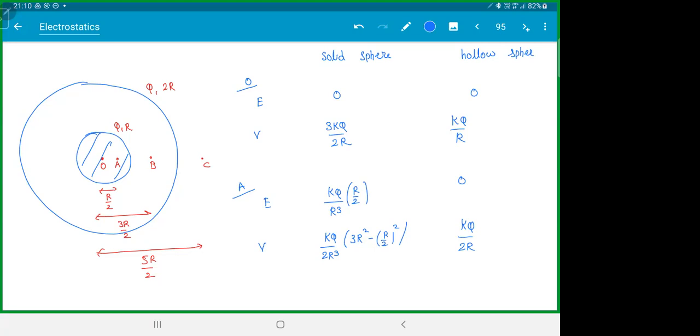Gravitation में exactly same आएगा. K की place में G, Q की place में M, and just one minus sign. Ditto formulas. Please have a look at this. If you got this, can you try for B and C? I'll give you 2 more minutes.